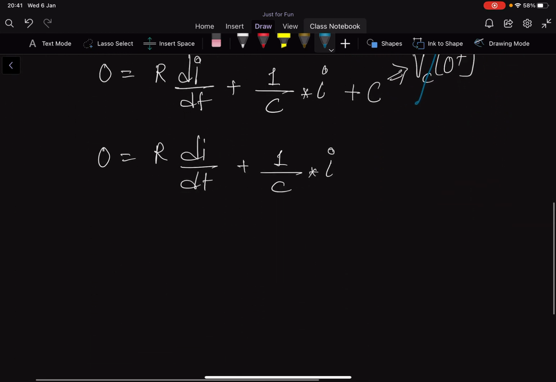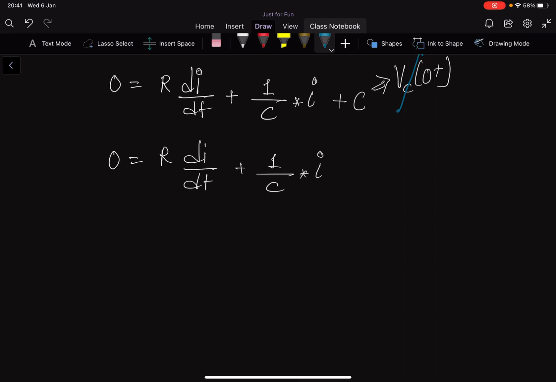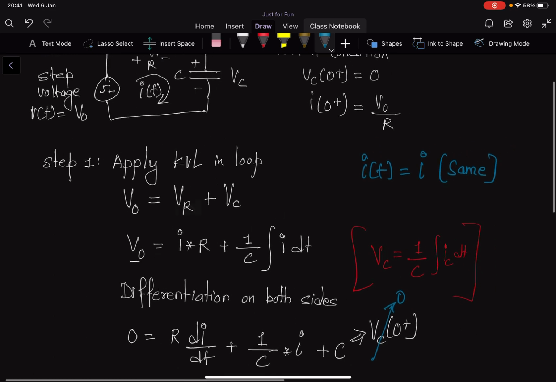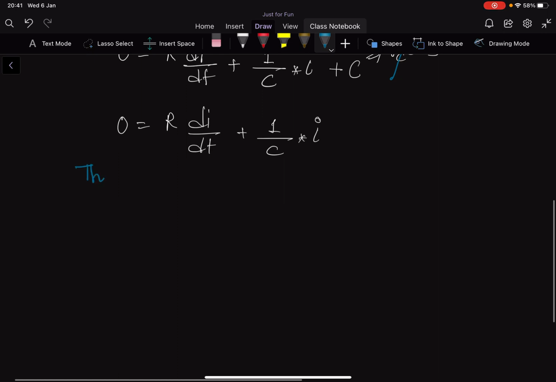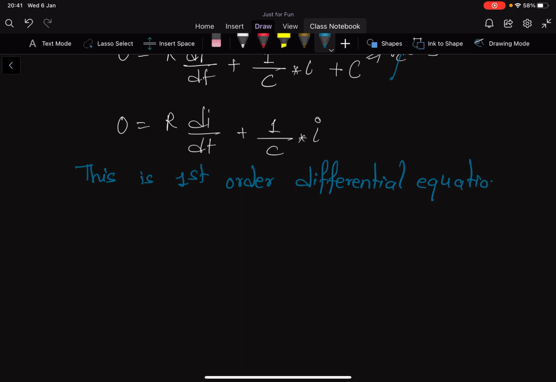So this is our differential equation, which we get after modeling our given circuit, the RC circuit. We can write that this is a first order differential equation for the RC circuit. That's the differential equation we are looking at.